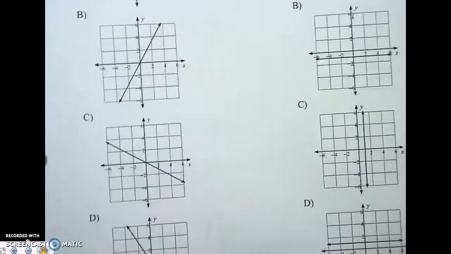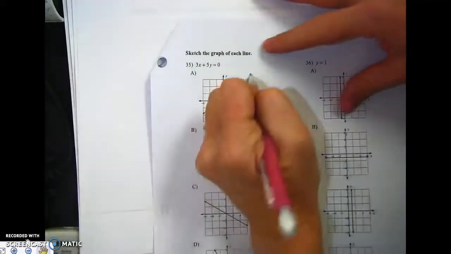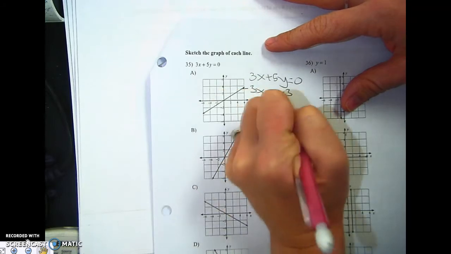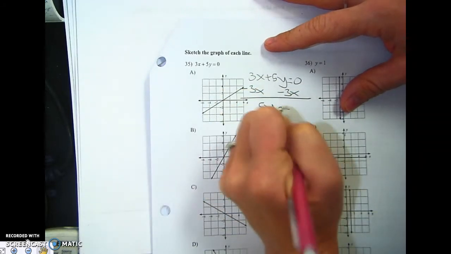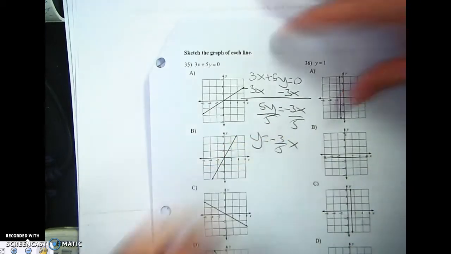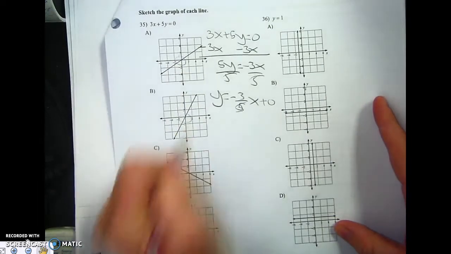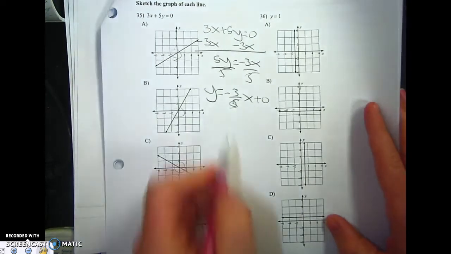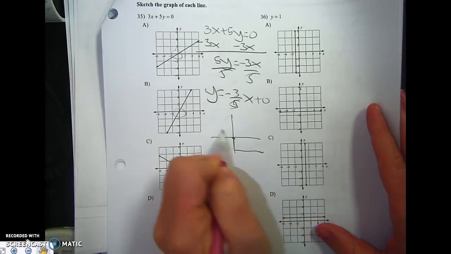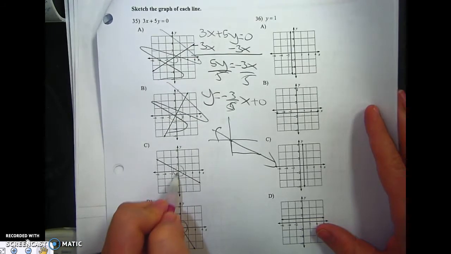The next page, there's only a couple problems, so I'll do that right now. I see a graph, but I need to solve for y. Move the x. Divide by 5. So I know that it's starting at 0. And then I'm going to be going down 3, right 5. So that's up, down 1.